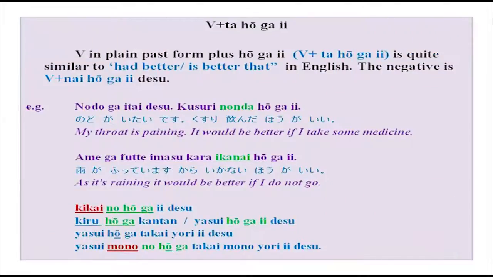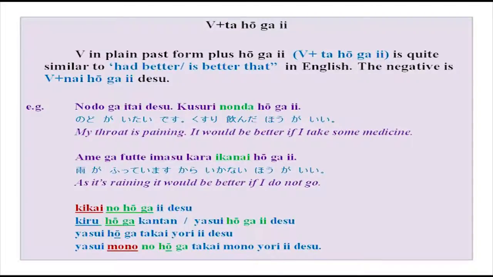Now, if you remember, we did hou ga ii desu in our last class. I mentioned hou ga or no hou ga ii desu to you. We did some practice, a little, but not much. Now you are familiar with this no hou ga. You can differentiate between yori and hou ga. So, we'll do it in past tense. As you can see over here, verb in plain past form plus hou ga ii desu is quite similar to had better or is better that in English. And the negative is verb nai hou ga ii desu.